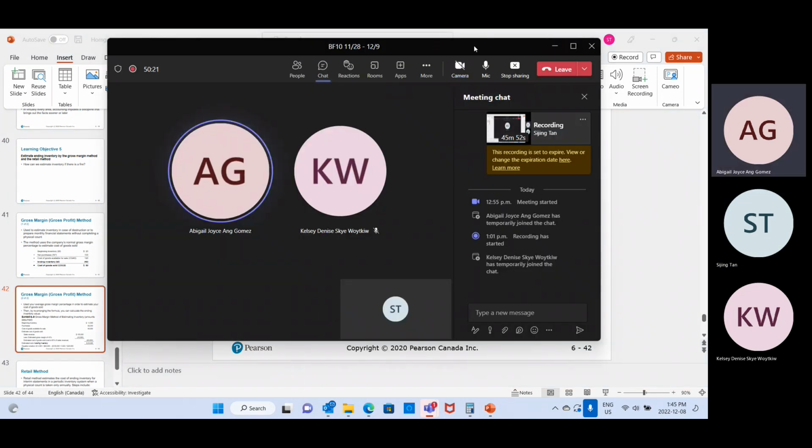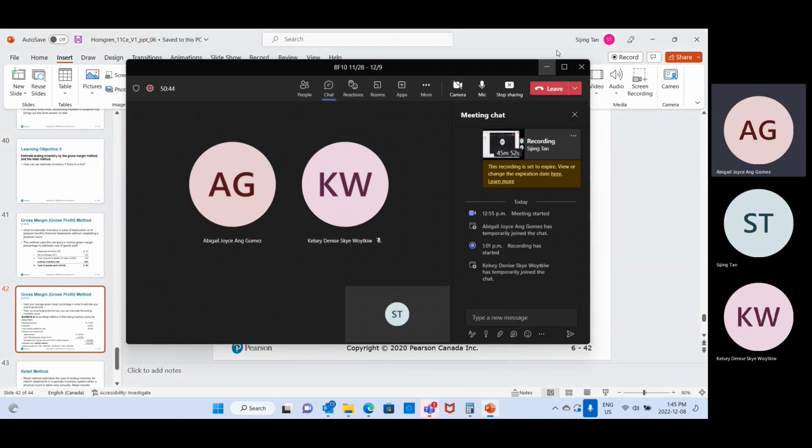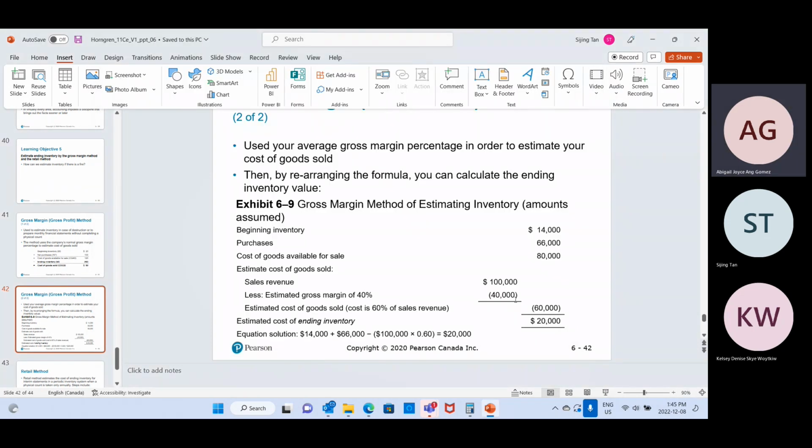I have one. So what if the question doesn't give us the percentage for, what do you call it? What if it doesn't give us the percentage of that? Then how do we do the equation? Like, do we just automatically do 40-60%? Yeah. They will give you the percentage for sure because this is the method we're talking about.